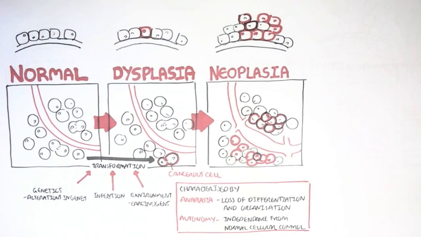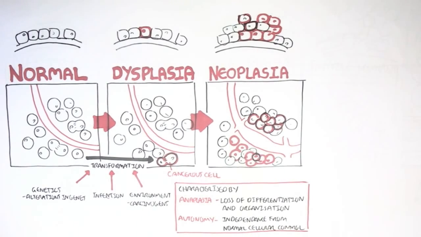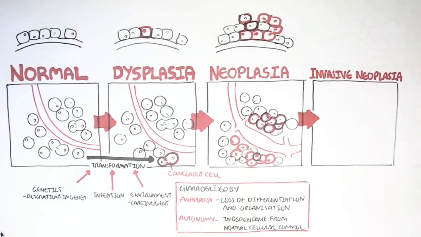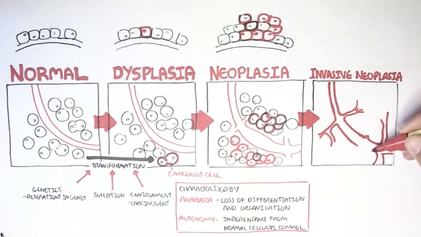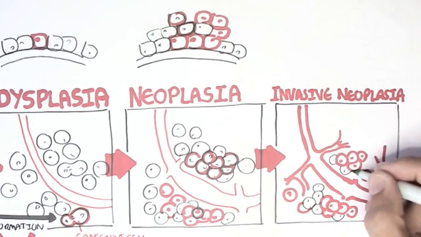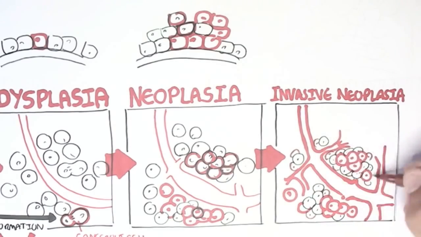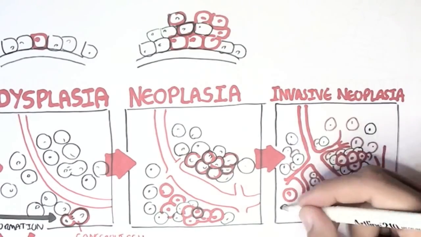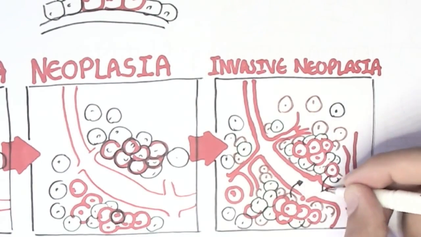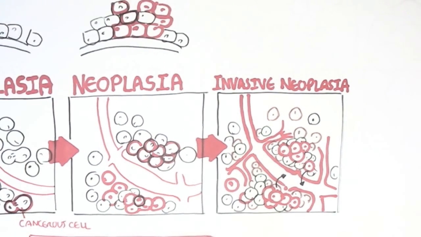Further, new blood vessels will also begin to form to supply nutrients and energy for these cancer cells. Then, after a while, the cancer cells will divide even more and can become an invasive neoplasia, where the new blood vessels are formed all around the tissue. And the cancer cells can essentially move into the blood vessels and invade other organs and tissues.